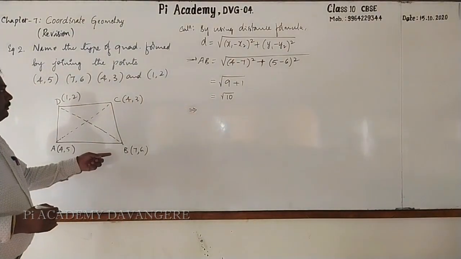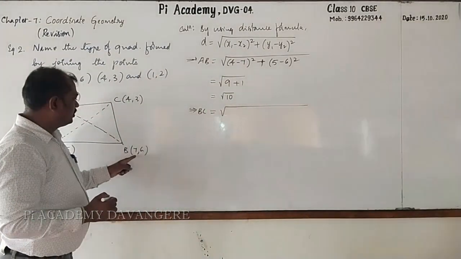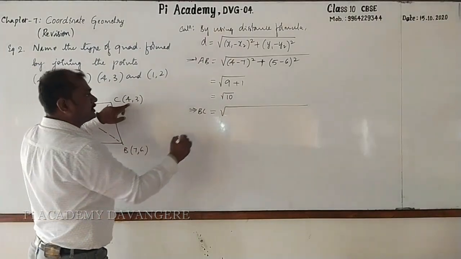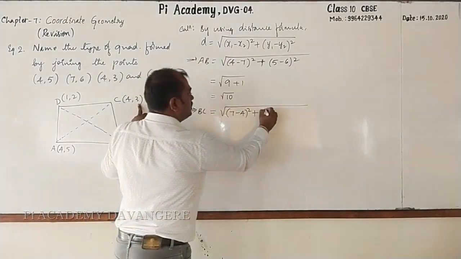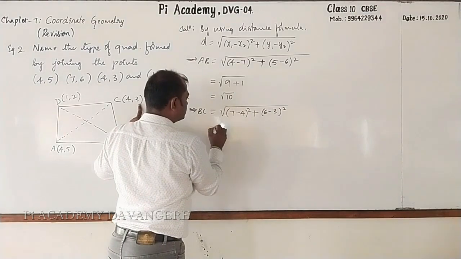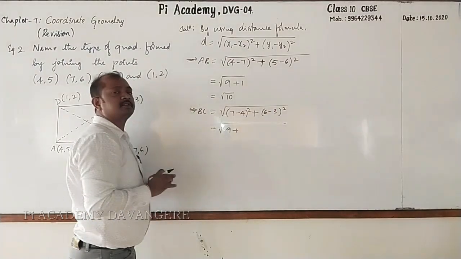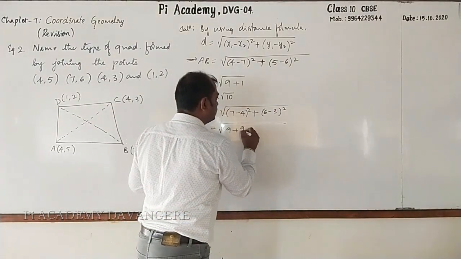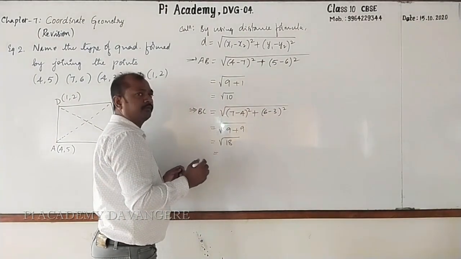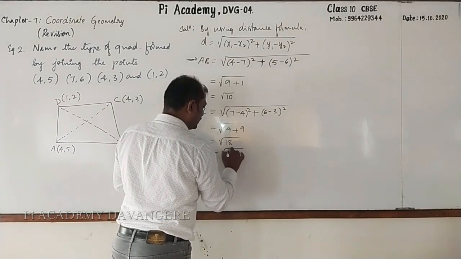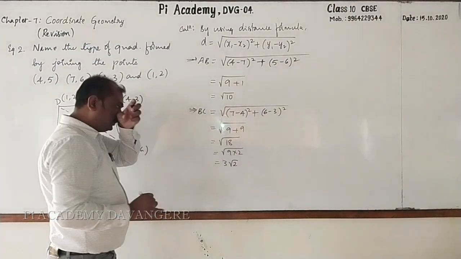Then we should go for finding BC. Distance from B to C is square root of, what is x1 minus x2? 7 minus 4 whole square plus, this is 6 and 3, 6 minus 3 whole square. This is equal to square root of, what is 7 minus 4? Again 3. 3 whole square, 9. 6 minus 3, 3. 3 square is 9. And this is square root of 18. Square root of 18 can be written as square root of 9 into 2. Square root of 9 is 3, so 3 into root 2 units.